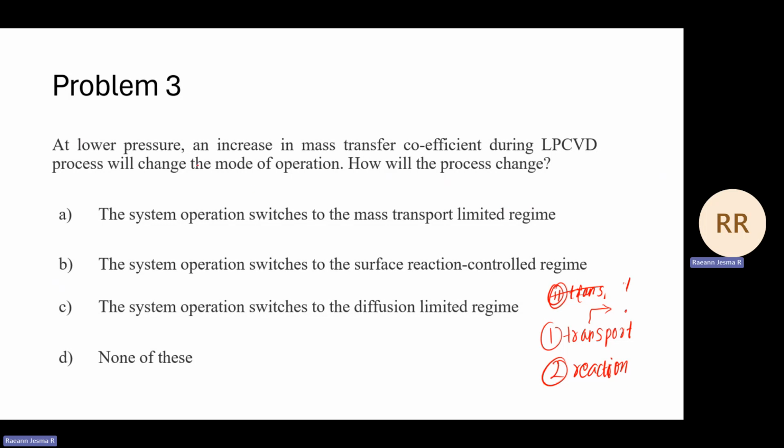So here what we are saying is that at lower pressure we are increasing the mass transfer coefficient. So we are increasing how much mass we are transporting from the gas phase to the surface of the substrate. This will change the mode of operation. How will the process change? Since the CBD reaction depends on two main processes, let's say your transport is not happening well, and you are transporting only a small number of species across the substrate. Then how much reaction or how much film you have grown will depend on how much mass you have transported. Is this clear?